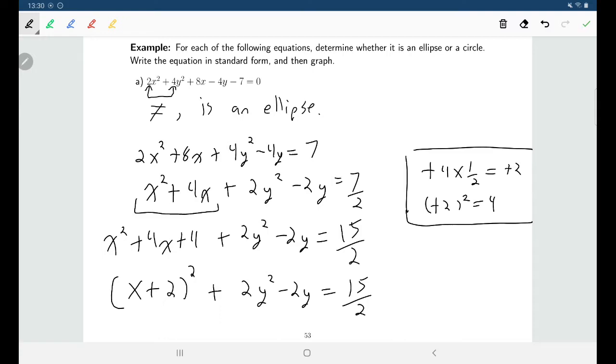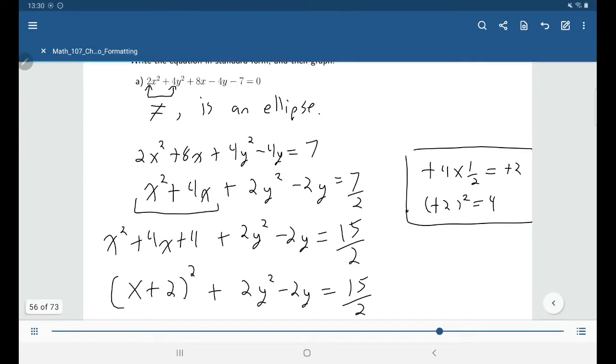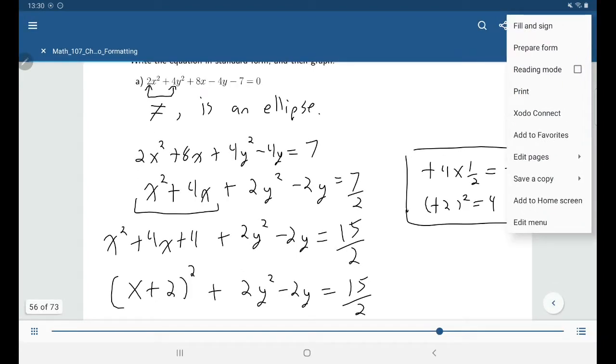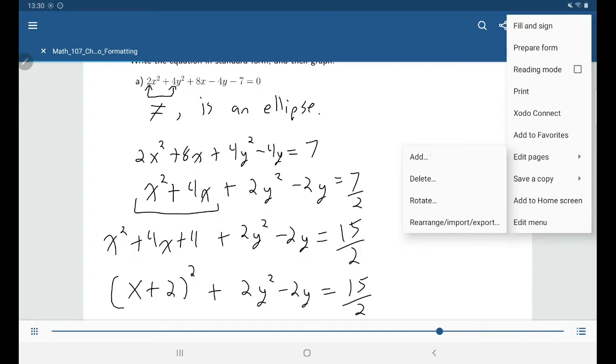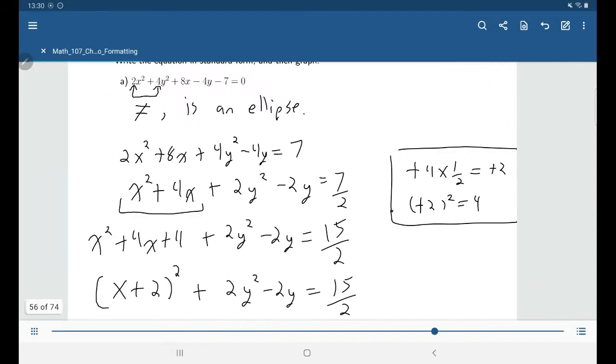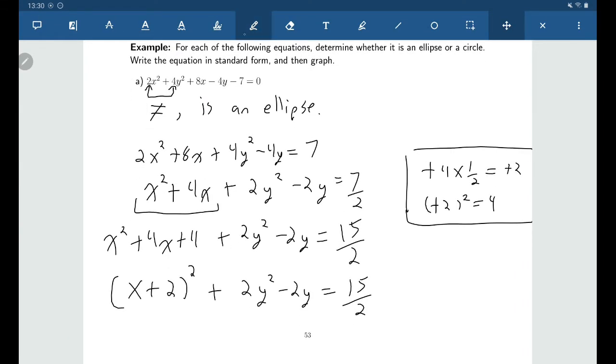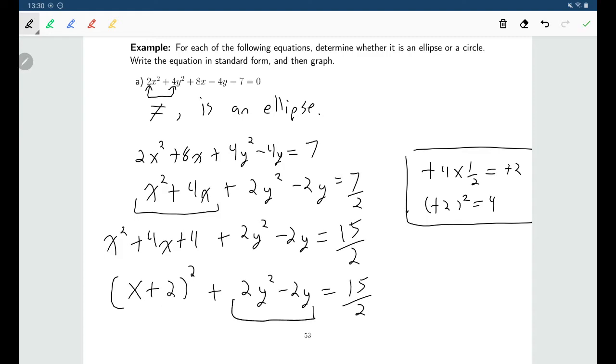And now I just need to do the same thing with the second part, which is the y's. I have to complete that square. And I'm going to do kind of the same thing there as well. You'll see that I've got 2y squared in my y terms, and I'd like it to just be y squared. So I'll divide everybody, left side and right side, by 2.